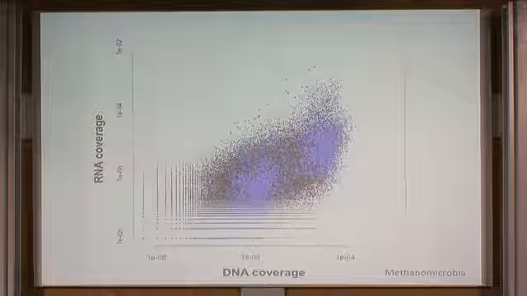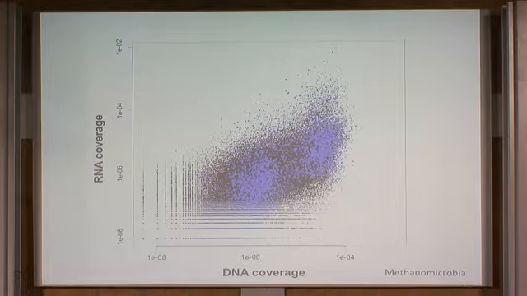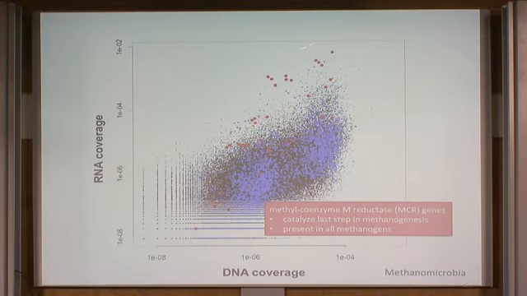Methanomicrobia. So these are genes classified as Methanomicrobia. And you see that there are obviously genomes from this clade which have different coverages, right? But we can also look at the genes. And here the red dots are genes that are part of the methanogenesis pathway, basically. So this is the MCR genes.